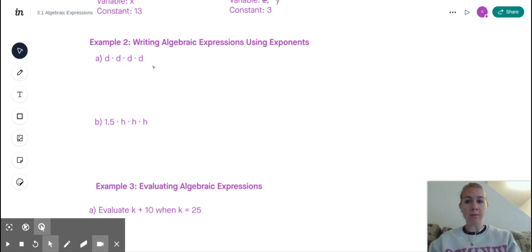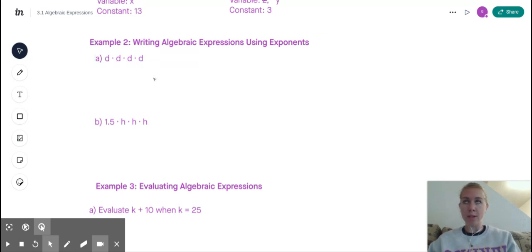One thing to make note of: when we're writing algebraic expressions, the only multiplication symbol I want you to use is the dot. We're not going to use x because that could be confused as a variable. So always use the dot when writing multiplication for algebraic expressions. Okay, so we have d times d times d times d.